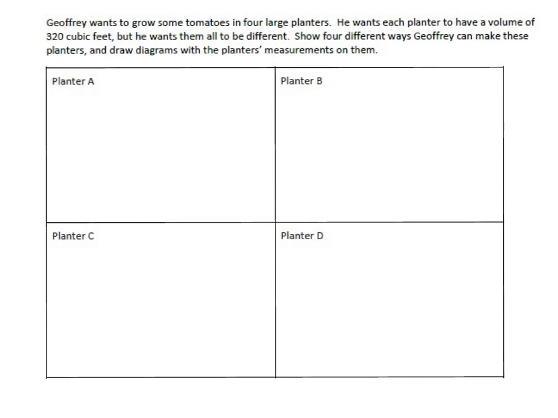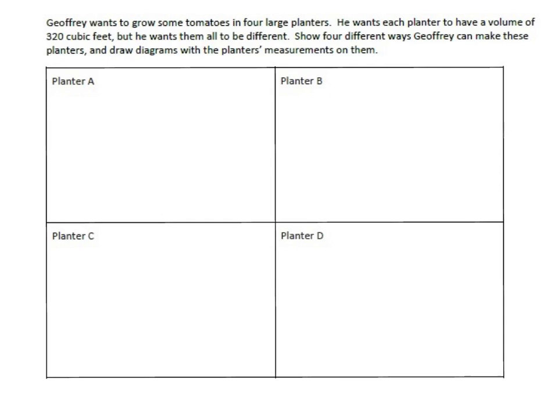Today we're going to be working on some word problems, everybody's favorite, little puzzlers. This first problem is just some straightforward volume stuff. Jeffrey wants to grow tomatoes in 4 large planters. He wants each planter to have a volume of 320 cubic feet, but wants them all to be different. There are 4 different ways Jeffrey can make these planters, and they want you to draw a drawing of the planters, and so we'll do that with all of them.